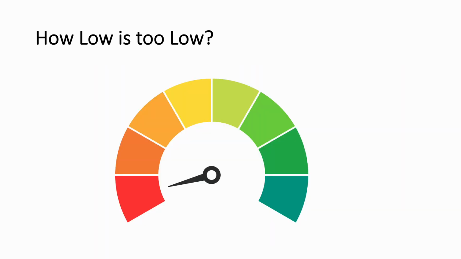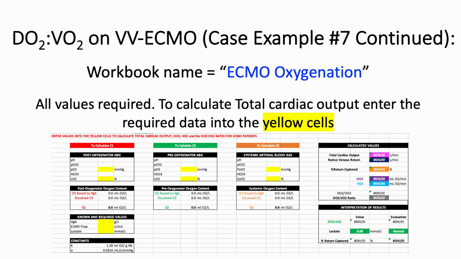But how low can we go when it comes to SpO2 targets? Well, the answer to this question, of course, is that SpO2 just doesn't tell us the whole story, and instead, we really need to be looking at the principles that we've just learned and discussed previously in this learning module, namely oxygen delivery, DO2, and oxygen consumption, VO2, and their ratio.